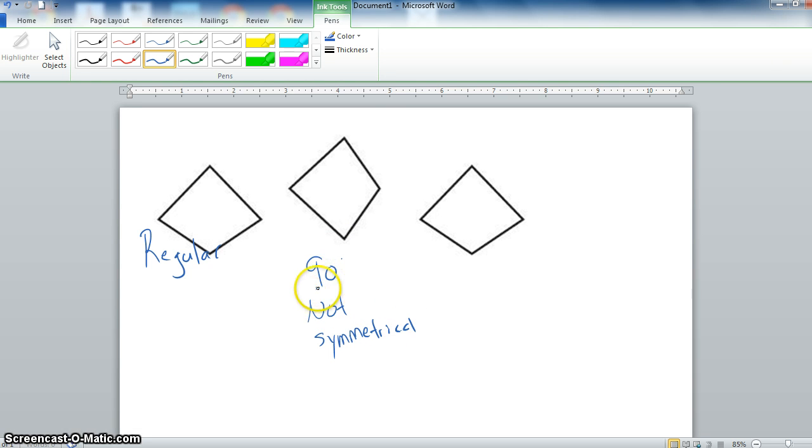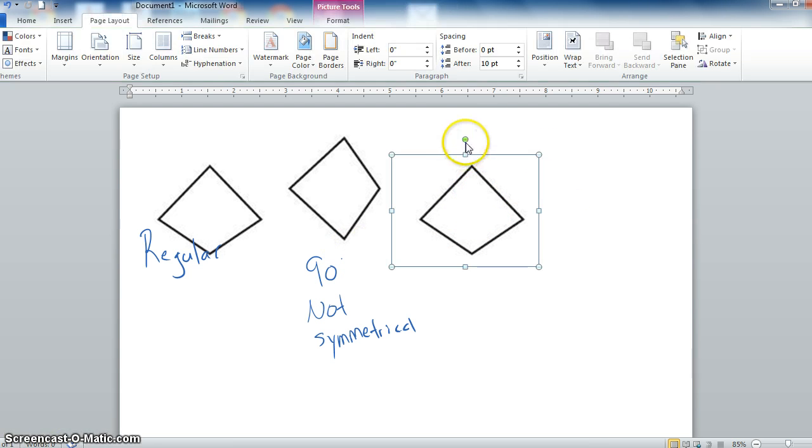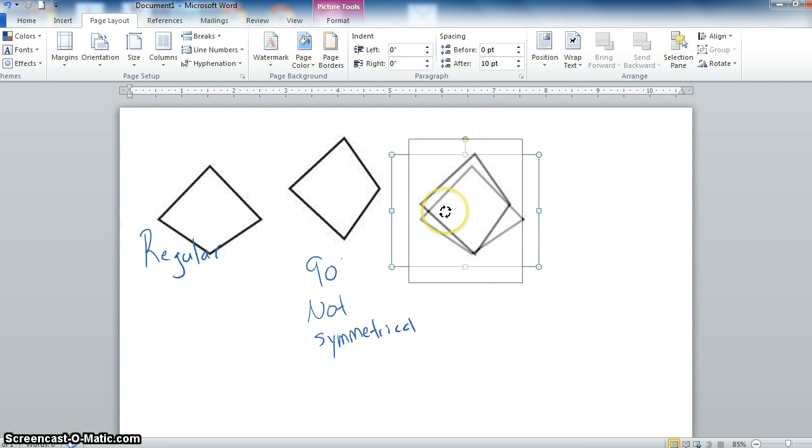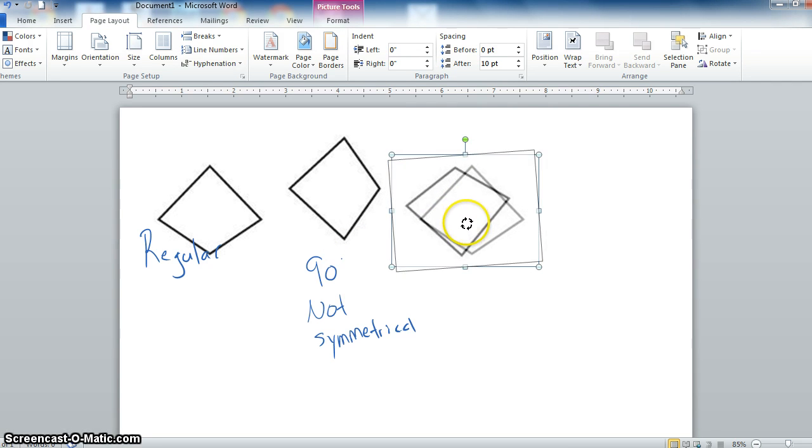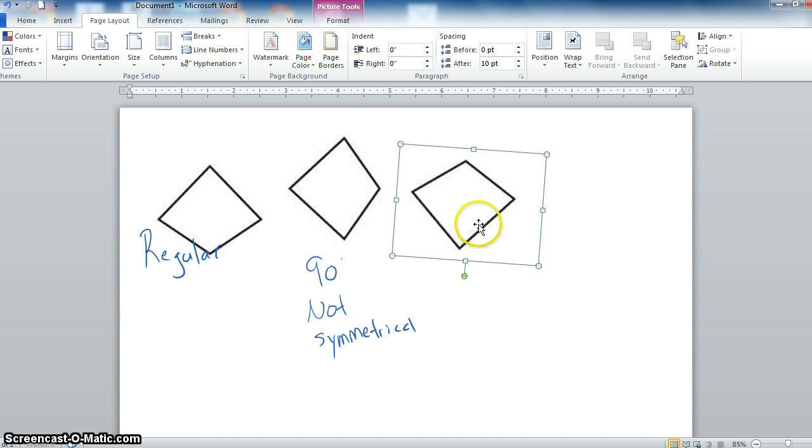So 90 doesn't work. Now I'm going to get this picture. I want to rotate it 180. So I'm going to grab the green little dot. I'm going to go this way. That makes 90. I need to go again. Another 90, and there is my 180.